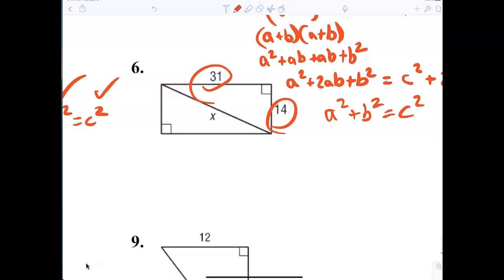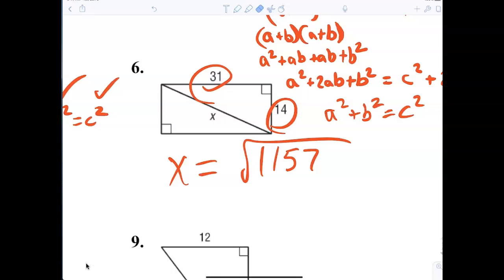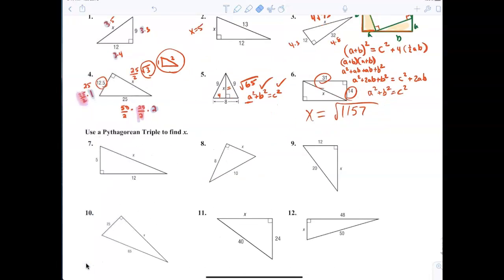Say it again. 1,157, square root. And I'm trying to see if there's a perfect square hidden there somewhere. All right, I think you're right. I don't see anything. All right, so that was kind of silly in my opinion. All right, so now let's go on.